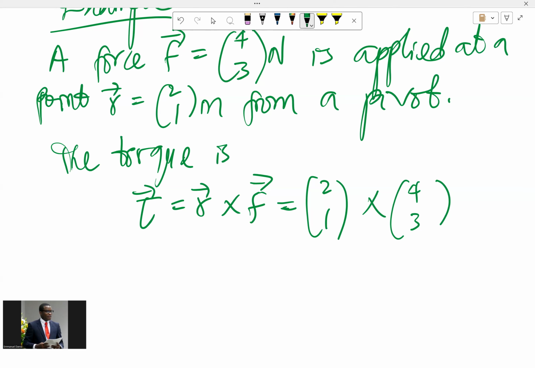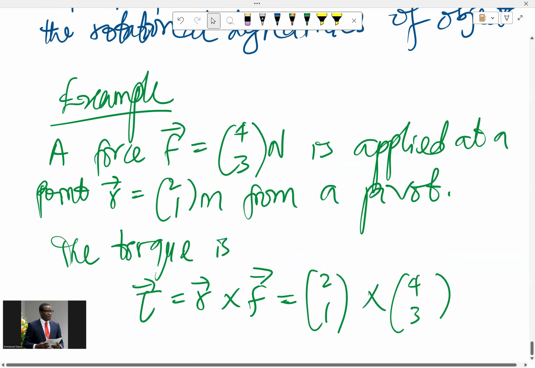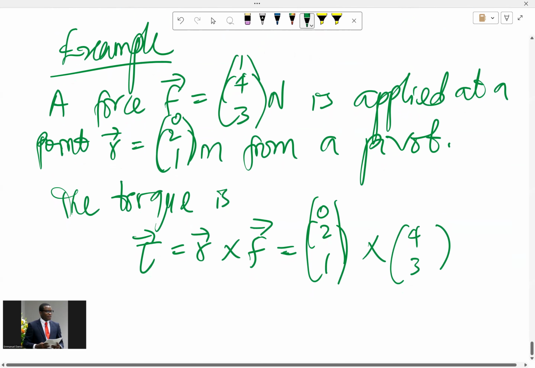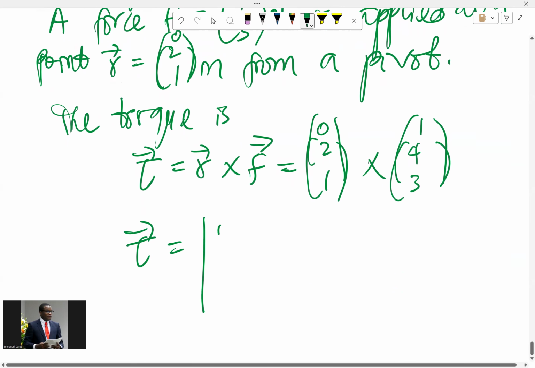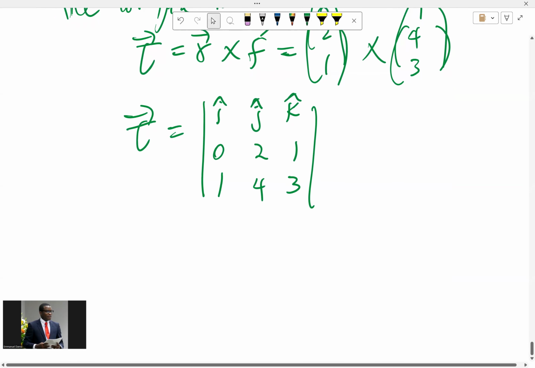Well, we are talking about cross product, so we have to do, I think we need at least 3 components. So let's make it this way. Let R be (1, 4, 3) and let F be (0, 2, 1). Okay, (1, 4, 3) and (0, 2, 1). That's we need the cross product of that. So that means the torque itself is the determinant of i, j, k, then we have 0, 2, 1, and then we have 1, 4, 3. And then we do the same thing, as we did before.